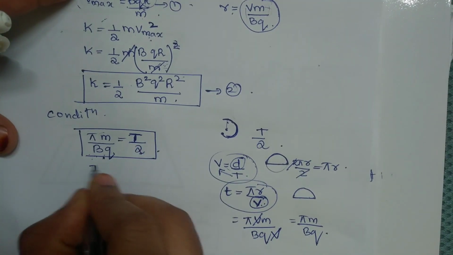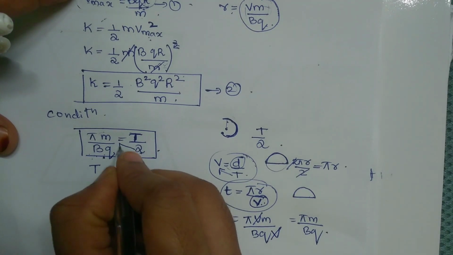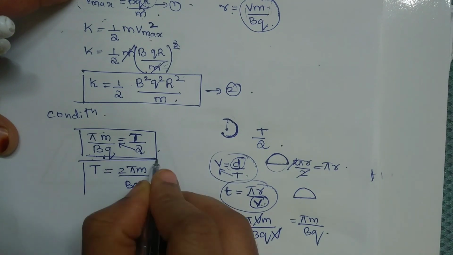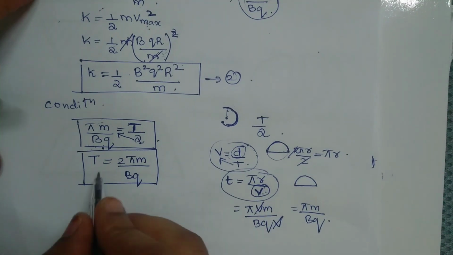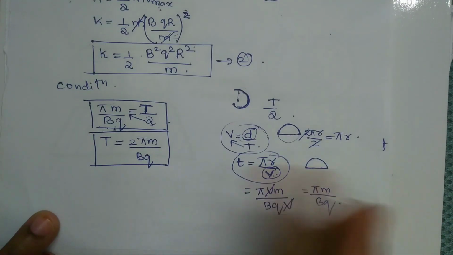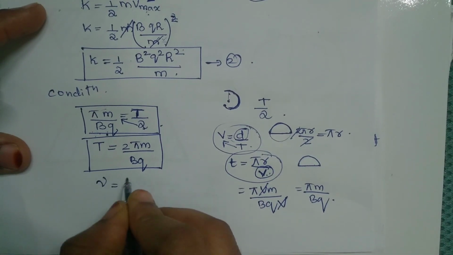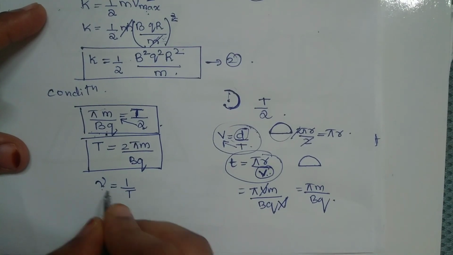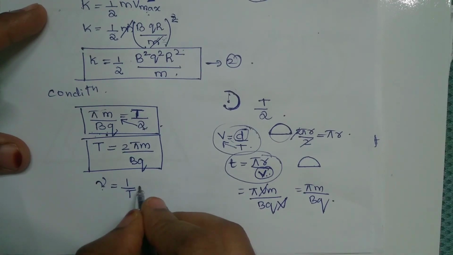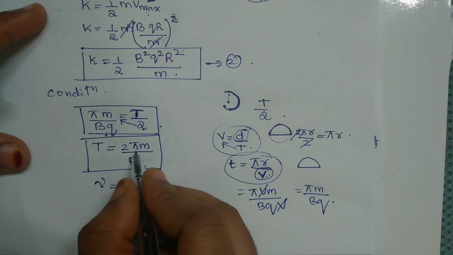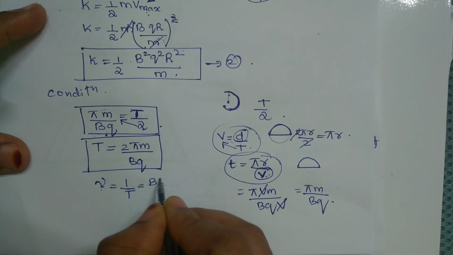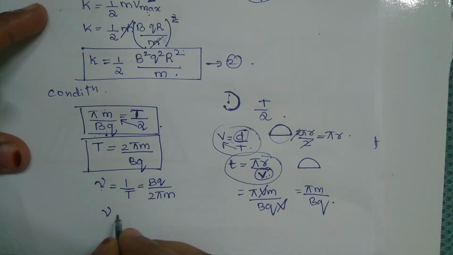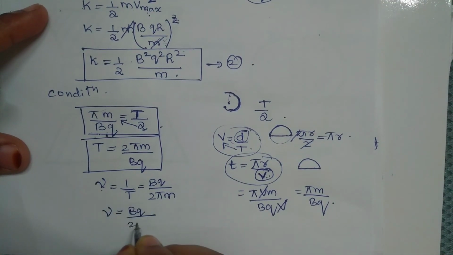So from here we can take t equals, you just multiply here, 2 pi m divided by bq. This is the time period. Now we know that the time period is inversely proportional to the frequency. So therefore nu is the frequency of the oscillator, equal to 1 by t, which is the reciprocal of this. So numerator will go to the denominator, denominator will come to the numerator. So this is your frequency of oscillation.